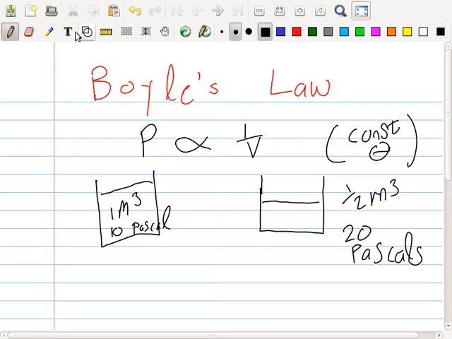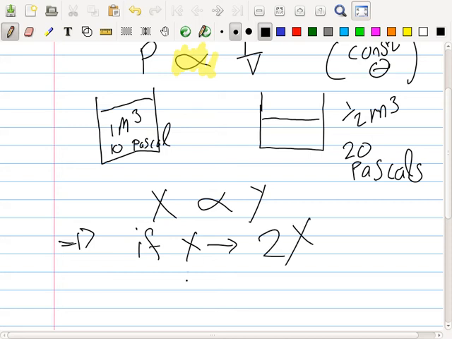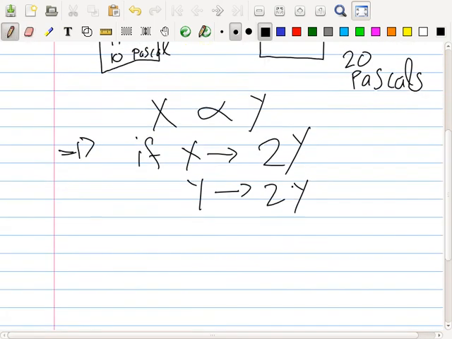Do you see this symbol here? Maybe you haven't seen it in chemistry. This symbol means proportional. X proportional to Y means that if this is increasing, that will increase. More precisely, if X is doubled, then Y will double also. That's the meaning of this symbol.